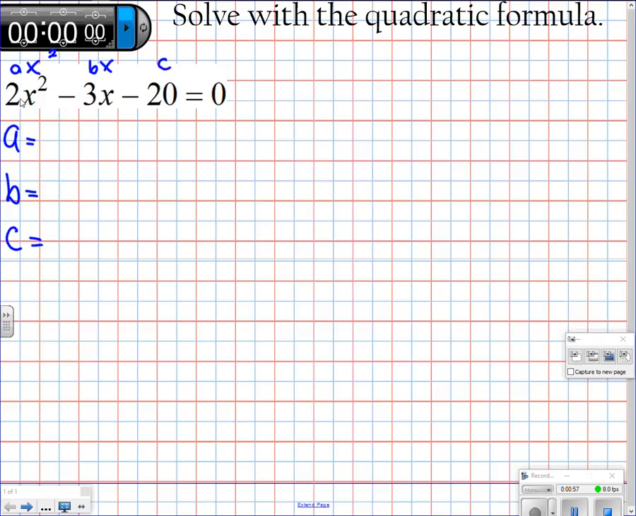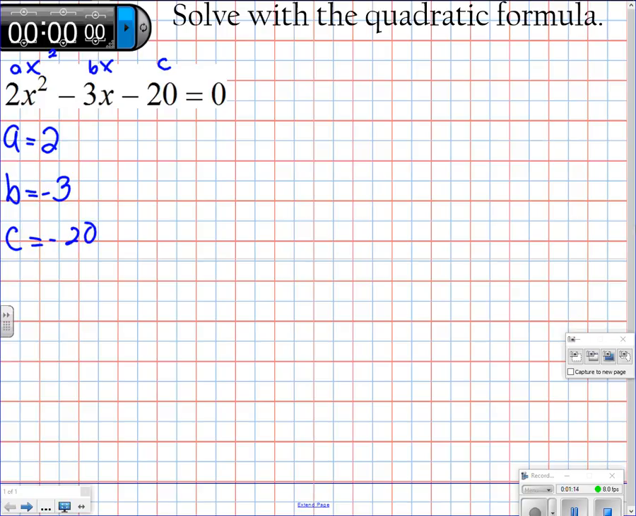So if we compare the equation they gave us to this one right here, that's telling us that a is equal to 2. Now, what is the b value? The b value is negative 3. B is negative 3, and the c value is negative 20.